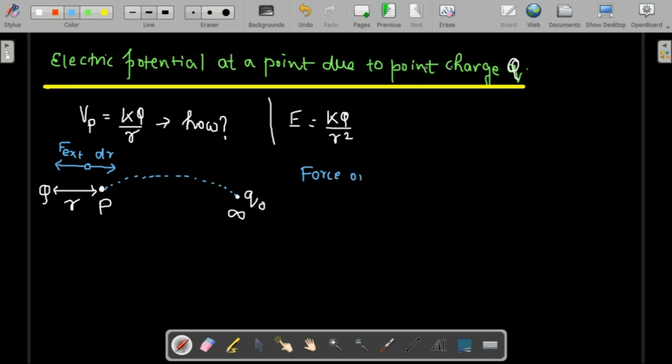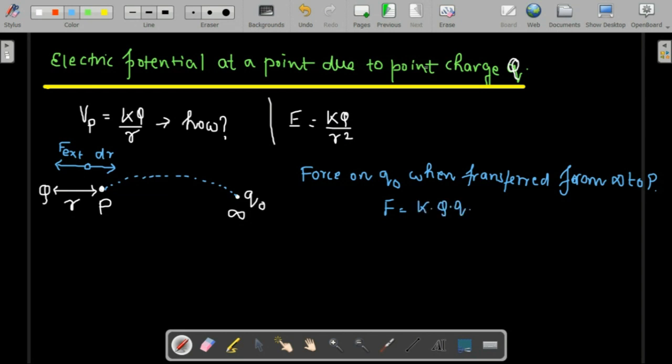So, the force on Q naught when transferred from infinity to P. I'm bringing it from a very far distance to P. We already know the force: K, the first charge was our Q, the test charge is Q naught, divided by r square.